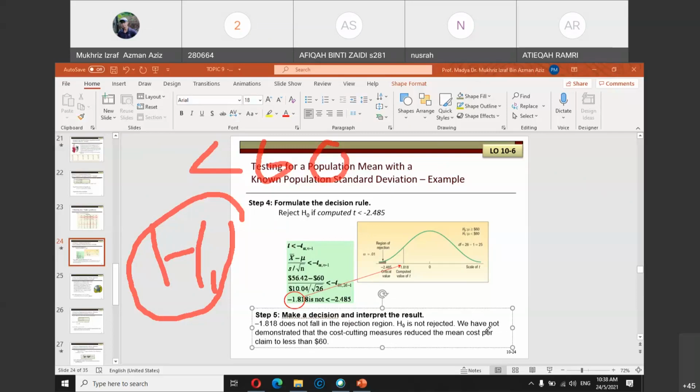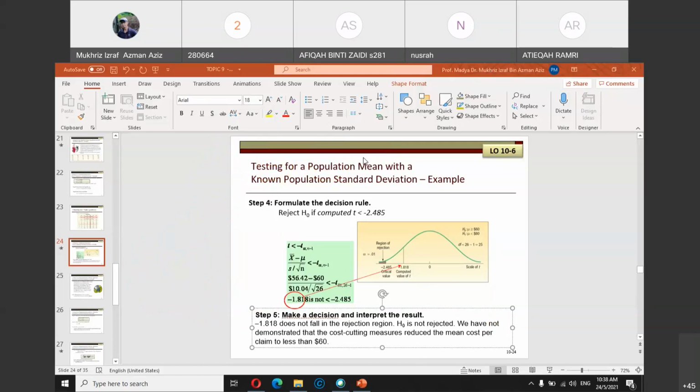So basically this is like a negative statement. If you want to write the same way as before in the previous example, you can just write we conclude that the mean is not less than 60, or the mean cost cutting measures is not less than 60, because you need to add the word not, because you cannot reject. But if you reject, you just say that we conclude that the mean is less than 60. If you do not reject, add the word not. The way to conclude is exactly the same whether you are using the Z or the T distribution.